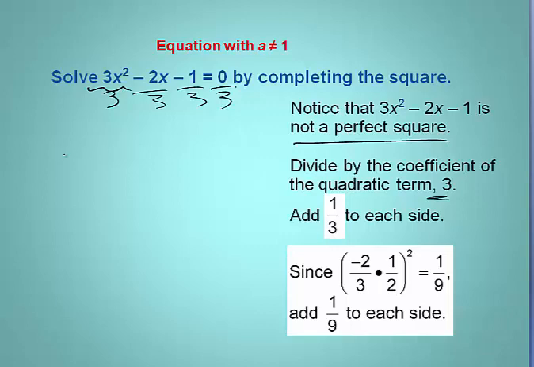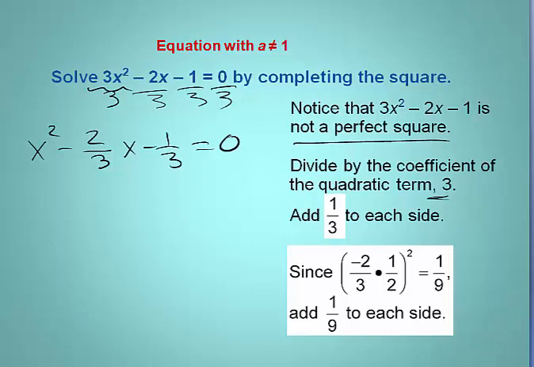So we end up with x squared minus 2/3 x minus 1/3 is equal to 0. Now, this is not ideal because we're working with fractions, but that's okay. We can figure it out, and we're not changing them to decimals.